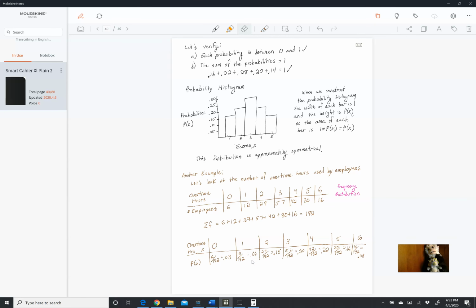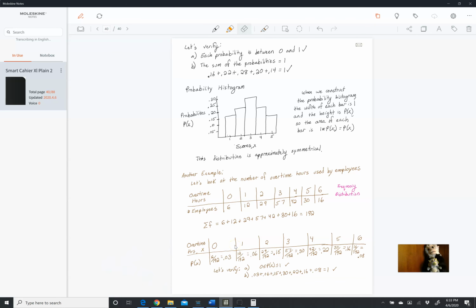So again, we're just going to verify. You don't really have to verify the first one because you kind of know it. Each probability is between 0 and 1. And I'm going to write it a little bit differently right here. I'm going to say 0 is less than or equal to P of x, which is less than or equal to 1, just as a shorthand. And we're going to take 0.03 plus 0.06 plus 0.15 plus 0.30 plus 0.22 plus 0.16 plus 0.08. And this is equal to 1. So the sum of the probabilities is 1. So this is a probability distribution.